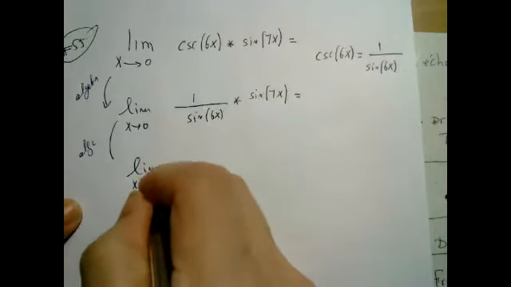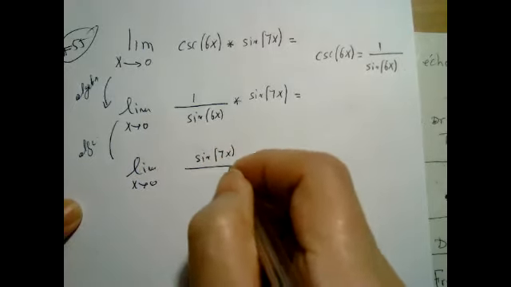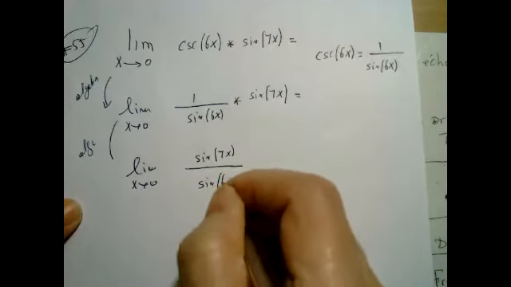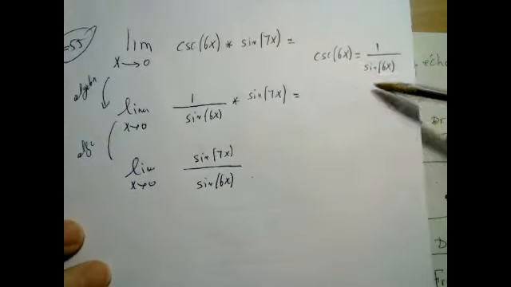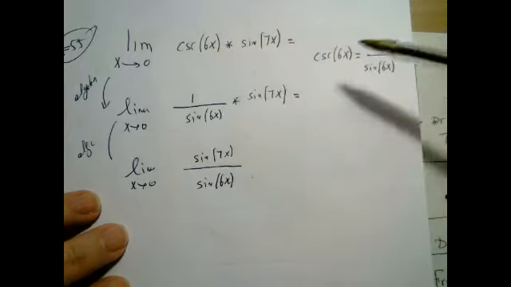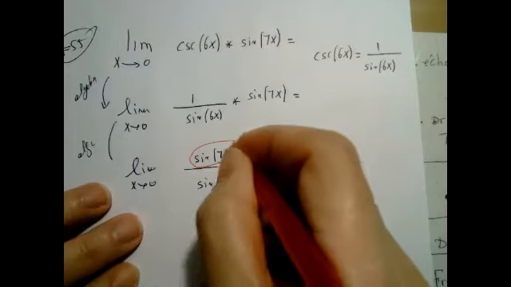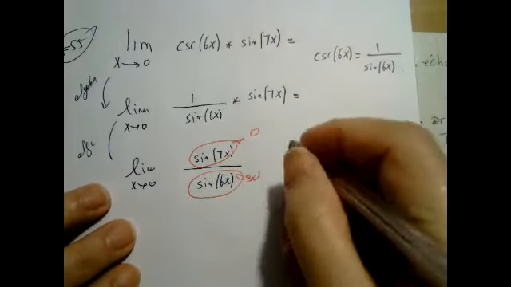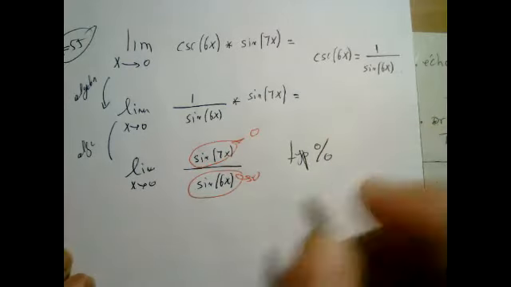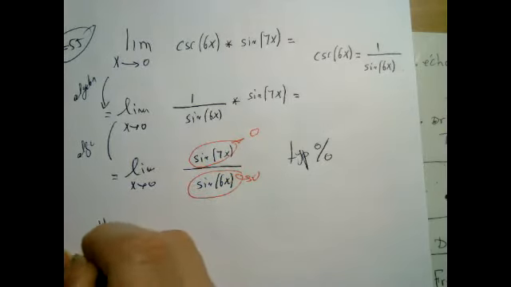So that's the limit of sine of 7x over the sine of 6x. So now I am in very easy territory. It's not really hard anymore because basically I did the substitution. Cosecant, I just substituted by 1 over sine 6x. And now that's very simple. When x goes to 0, this will go to 0, and this will go to 0. So type 0/0. Now I'm using L'Hopital's rule. I wasn't before.